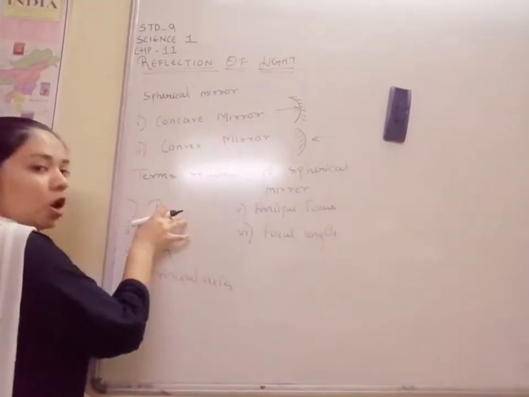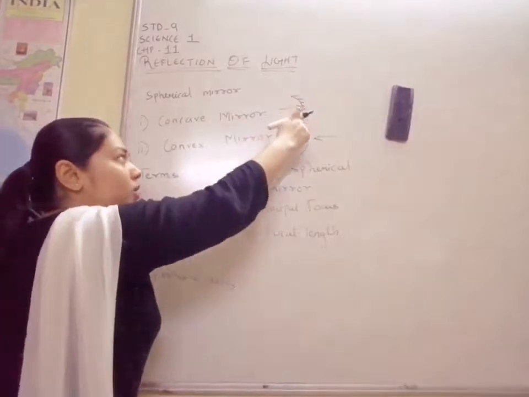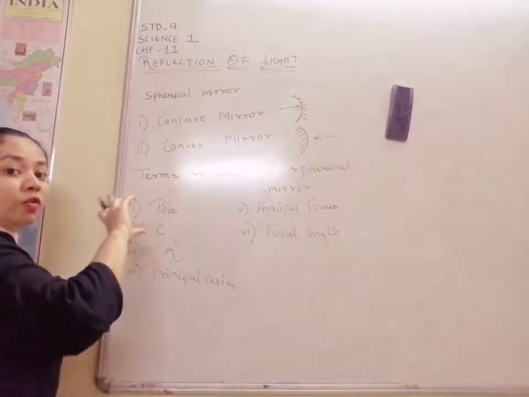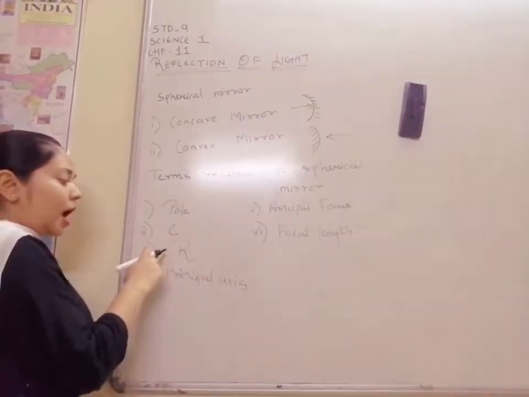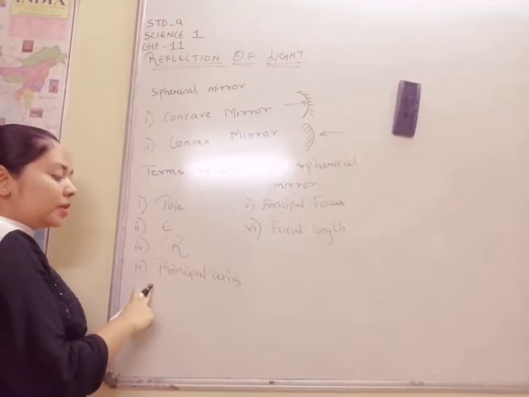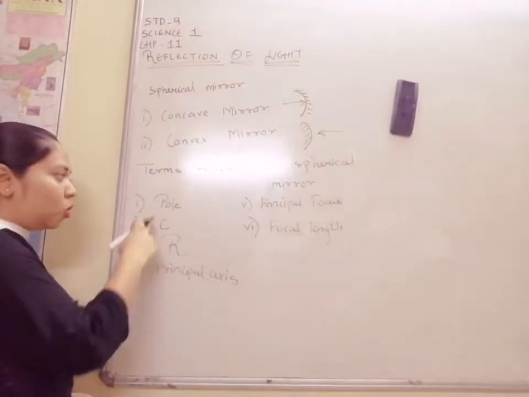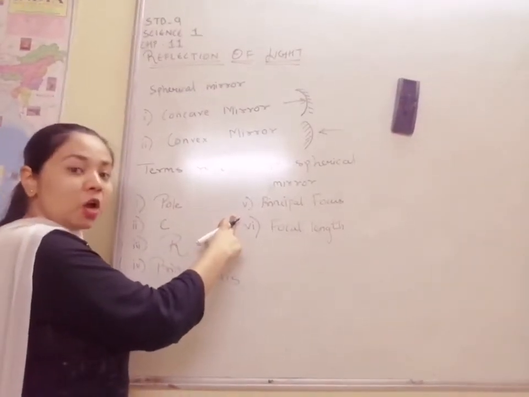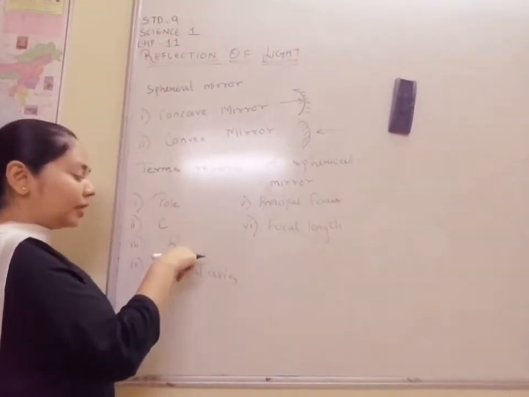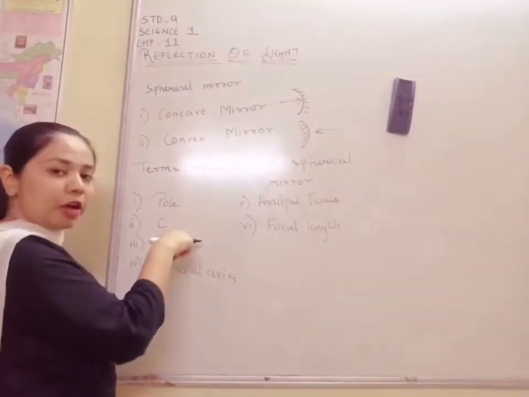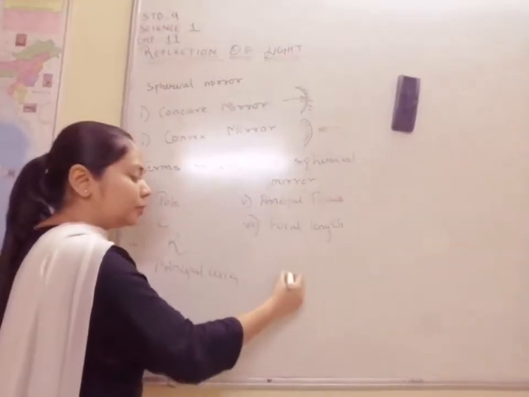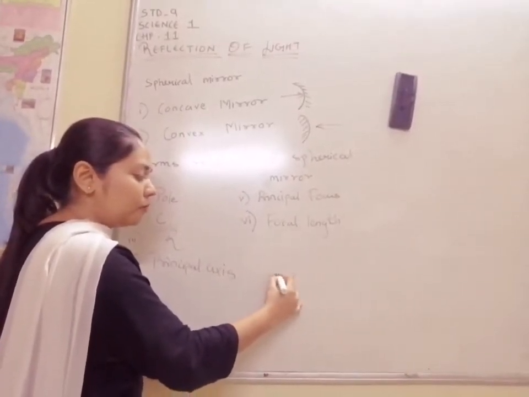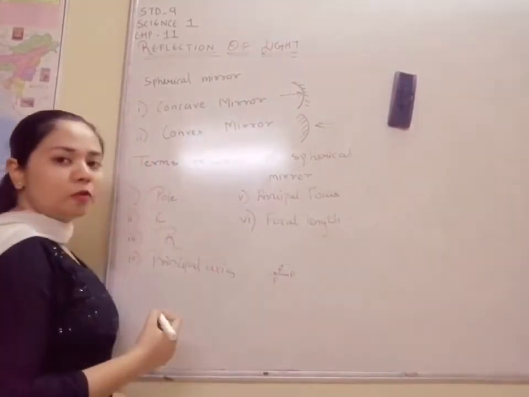Pole was the center of the arc of the concave mirror or the convex mirror. C was the center of curvature through which we can draw the whole circle. R was the radius of that circle. Principal axis is an axis which passes through pole and the center of curvature. Principal focus is a point which is the midpoint of pole and the center of curvature. Focal length was the distance between the pole and the principal focus. This was our small f, that is focal length.